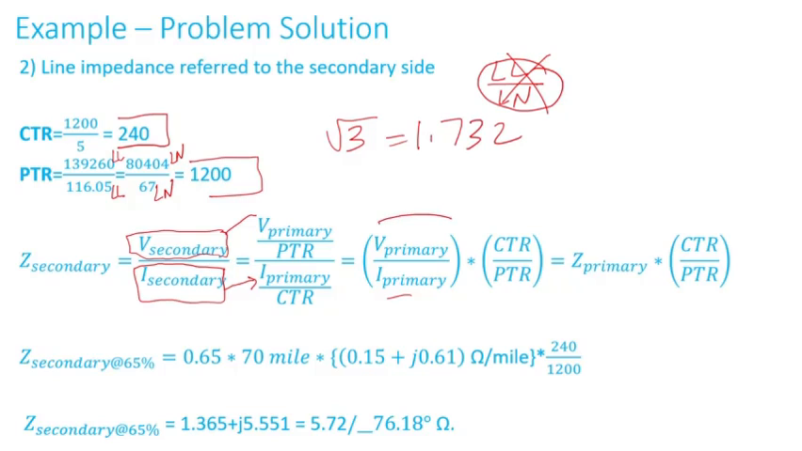And what is this here? This is just Ohm's law, so it's just Z, the primary impedance. So the secondary impedance is the primary impedance times the CT ratio divided by the PT ratio. Now the question was, we want to calculate the line impedance referred to the secondary side at a point 65% of the line.